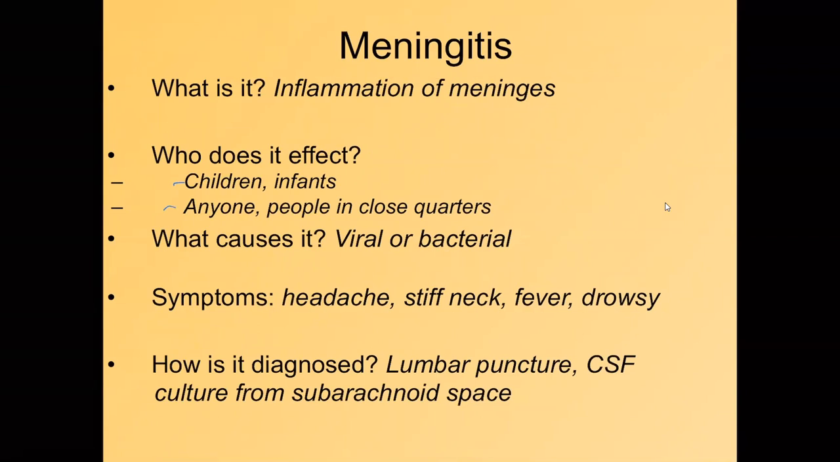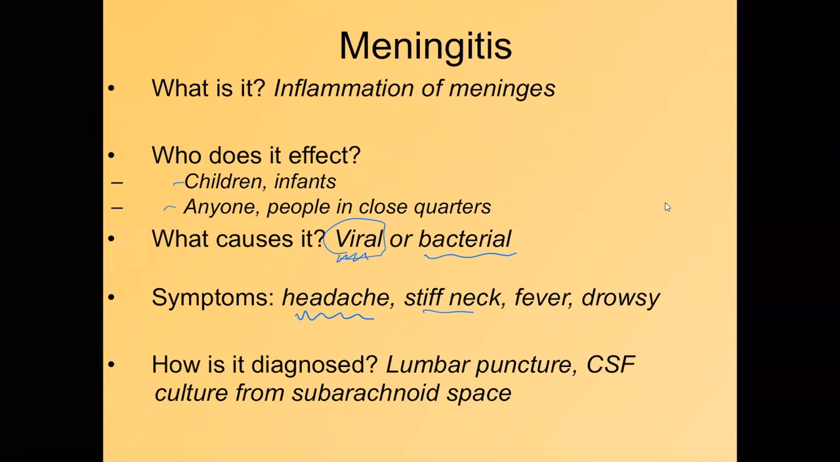Okay, now there's a couple different kinds of meningitis. There can be viral meningitis and there can be bacterial. So viral is usually the lesser of the 2, okay? What happens is people get a really, really bad headache, a sensitivity to light, a really stiff neck and fever, and they become drowsy. It's really hard to wake them up.